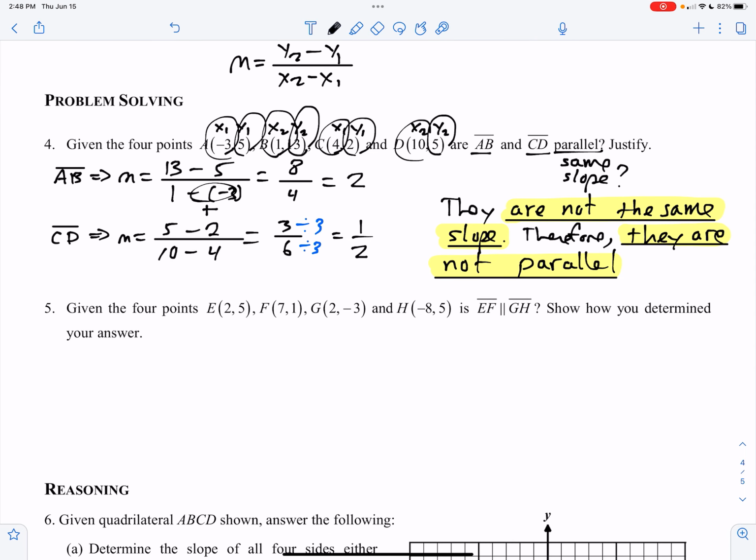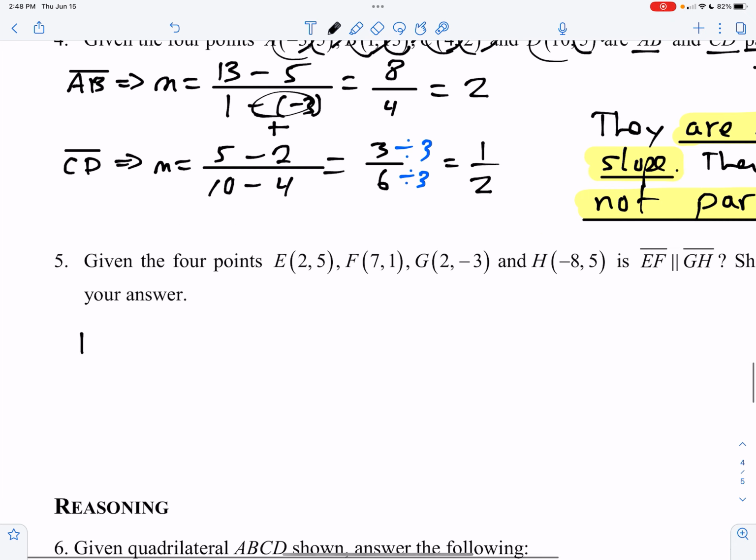Number 5, given 4 points, E, F, G, and H, is EF parallel to GH? Again, we're going to find the slope for EF. We're going to find the slope for GH. If they are the same slope, then they are parallel. Let's find out. So line segment EF, we're going to find the slope.